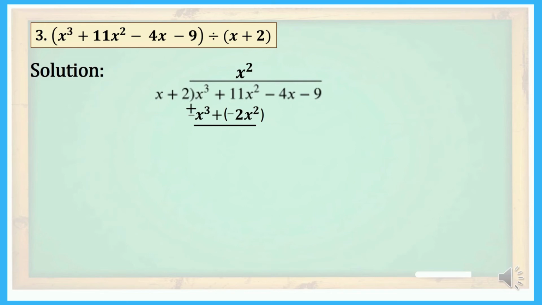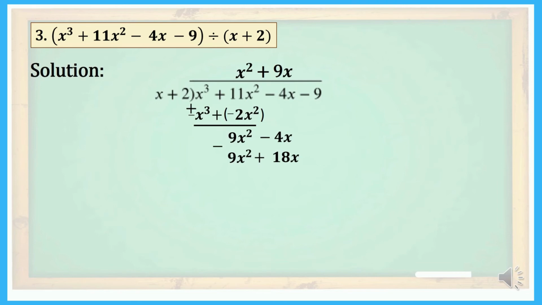So x cubed plus negative x cubed is 0. 11x squared plus negative 2x squared is positive 9x squared. Then bring down negative 4x. So we have 9x squared minus 4x as our dividend now. So divide the first term of our dividend, which is 9x squared, to the first term of our divisor, which is x. So 9x squared divided by x is positive 9x. Then 9x multiplied to our divisor, which is x plus 2. So 9x times x is 9x squared. Then 9x times 2 is positive 18x.